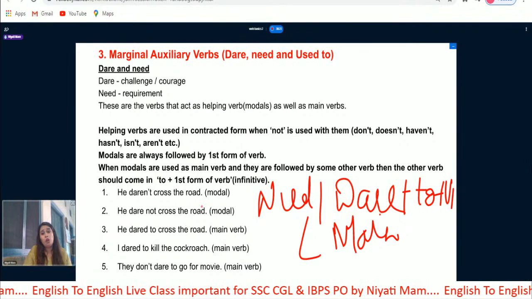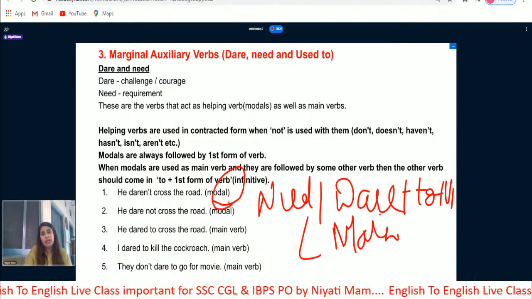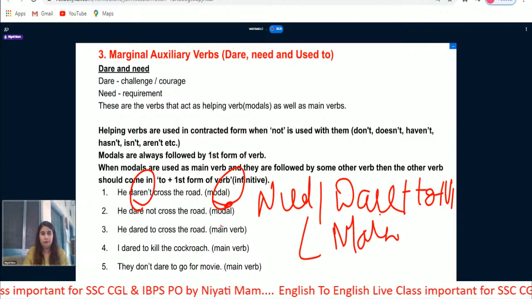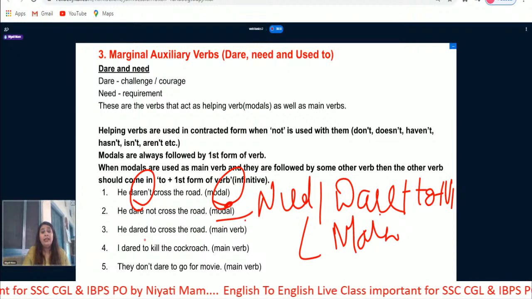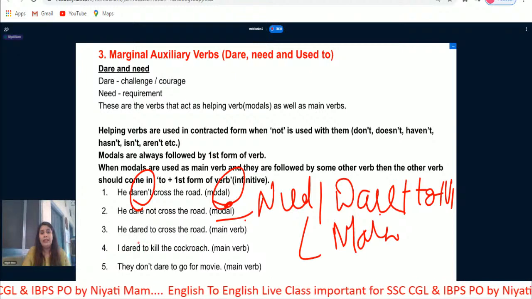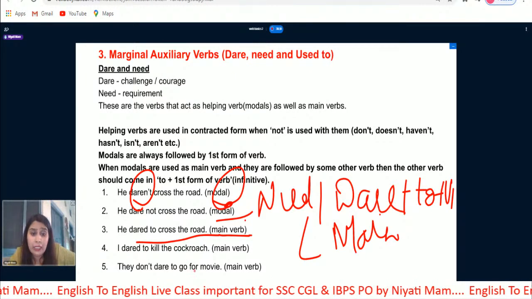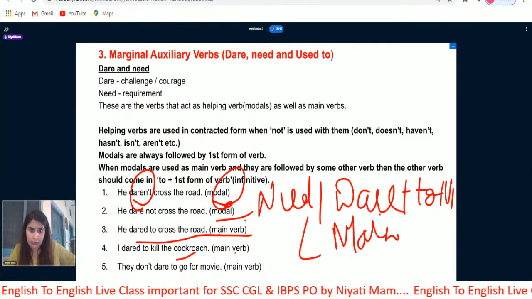He daren't cross the road. Modal not is attached with dare. He dare not cross the road. He dared to cross the road, main verb. I dared to kill the cockroach, again main verb.